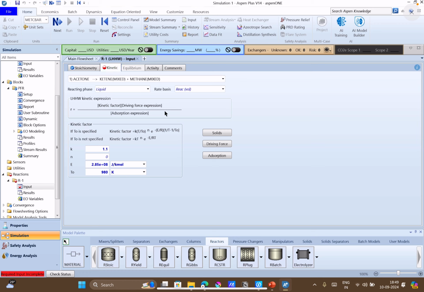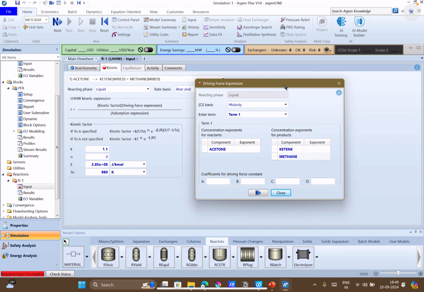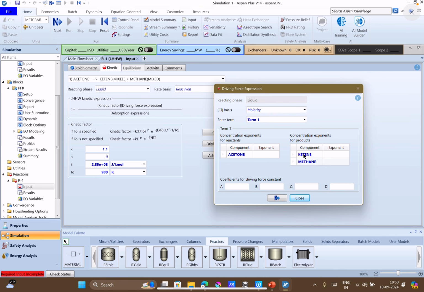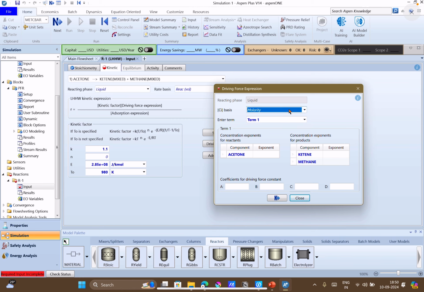For that, as this reaction kinetics just does not work on the kinetic data, it will need also either the driving force expression or the adsorption factor. So here we have been given this driving force expression. If you will see the problem statement, it says the unit of pre-exponential factor indicates the Ci basis, which is the molar basis, and that is selected here. Okay, we don't have to change it.